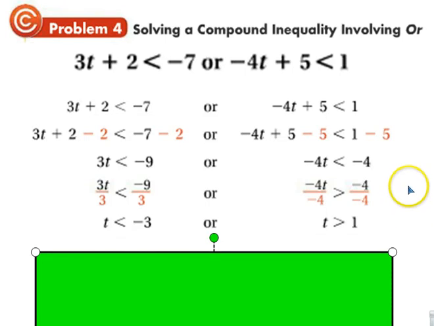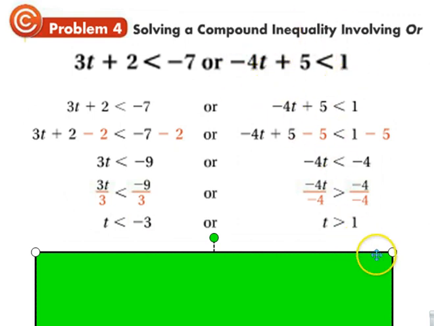Alright, here's how to solve a compound inequality involving OR. Okay, so we've got the first part of the inequality. We go through the process of solving that, subtract 2 from both sides. We then divide everything by 3 and we get t is less than -3. And then we get the right hand side, or the second part.